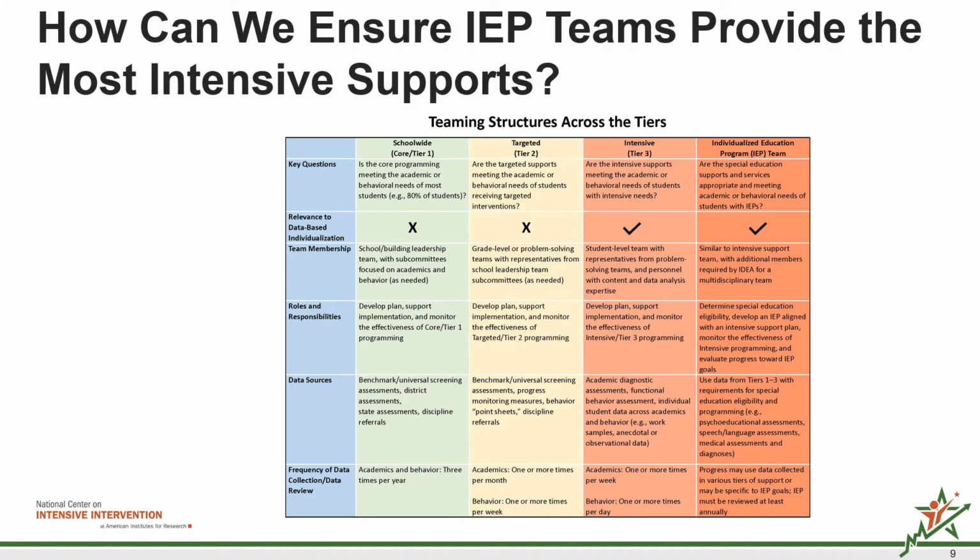Resource number 7. Teams are a vital part of an effective multi-tiered system of supports across both academics and behavior, as well as special education, but making connections across the various teams used in MTSS and special education can be challenging. In number 7, we have how can we ensure IEP teams provide the most intensive supports. This resource from NCII and the PBIS Center provides information about how DBI can support IEP implementation and provides a table with key considerations for teams working across the MTSS system.